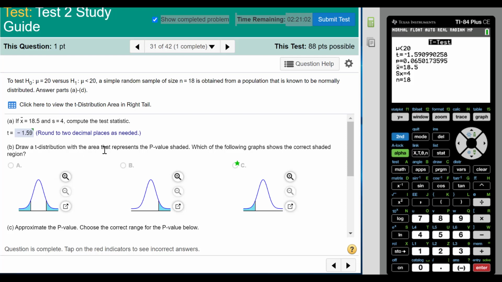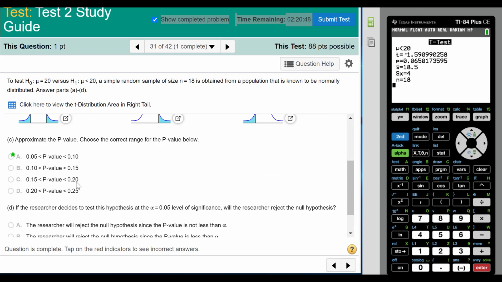Draw a t distribution with the area that represents the p-value. Well, since this is a left tail test, it's a less than, the p-value should be on the left, so that should be your answer. What is the p-value? The p-value is right here, 0.065. Okay, where would the 0.065 fall? Choose one of those answers. Well, 0.065 falls between 0.05 and 0.10. You choose this one.